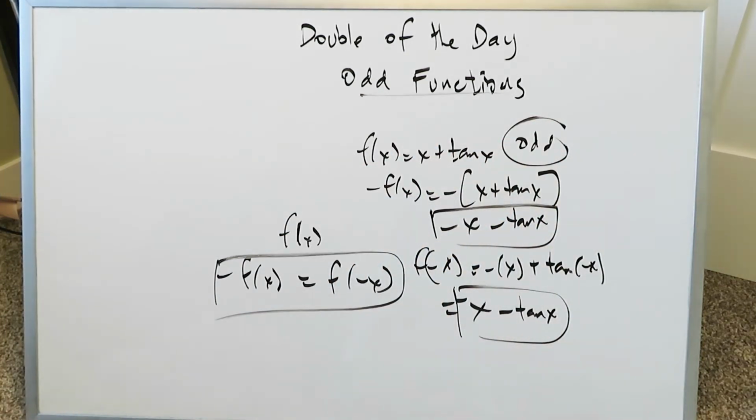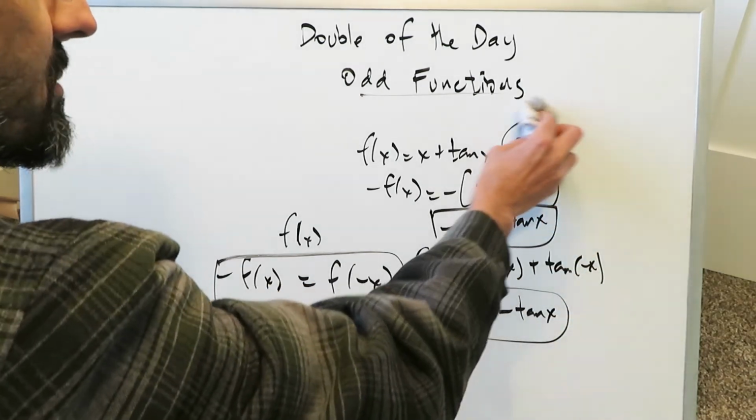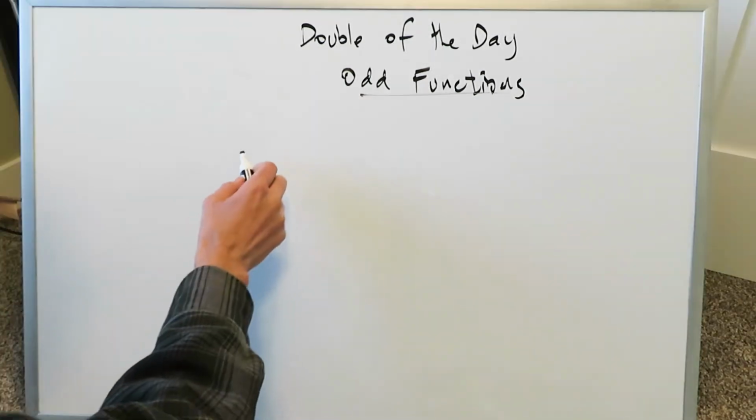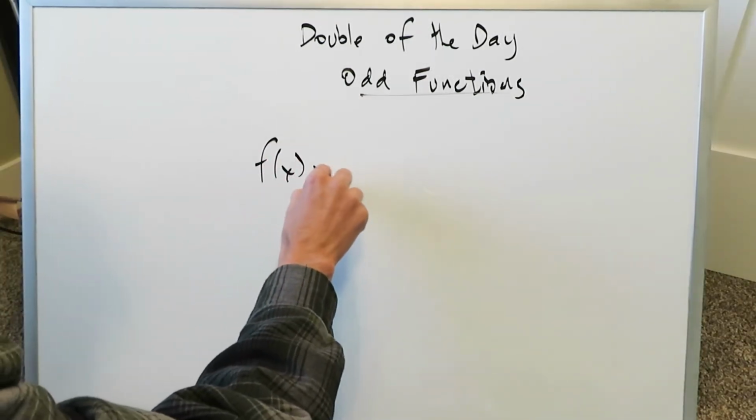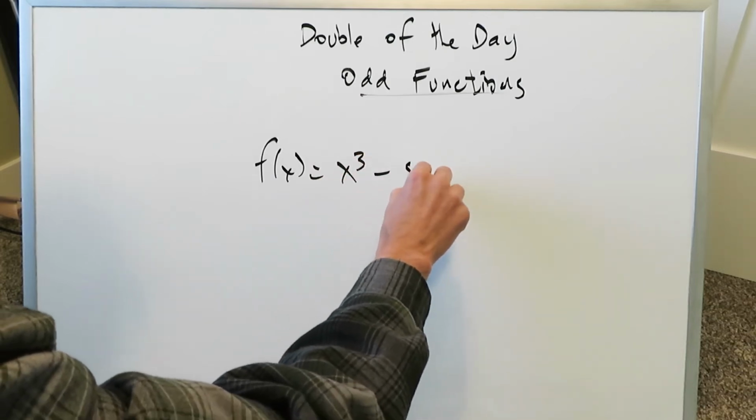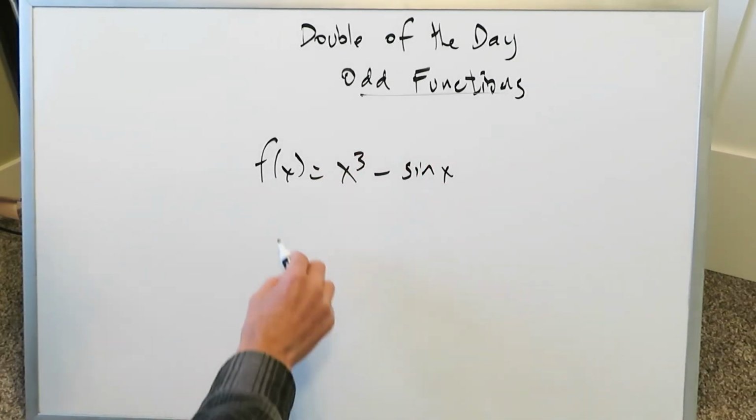You can just commit that to memory. You wouldn't have to even go through this specific test if you didn't want to. If you have a question which looks like this: f of x is equal to x cubed minus sine x. Is this even or is this odd?